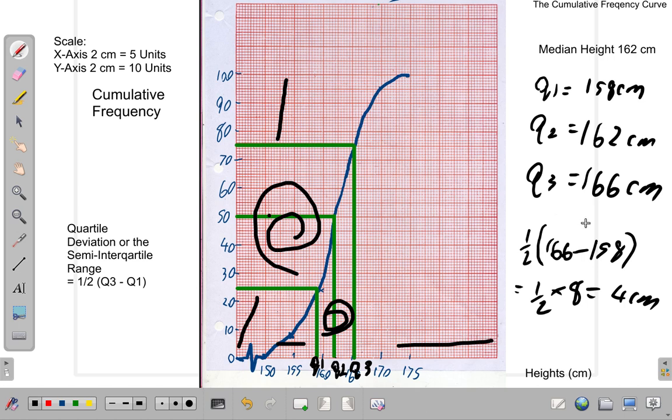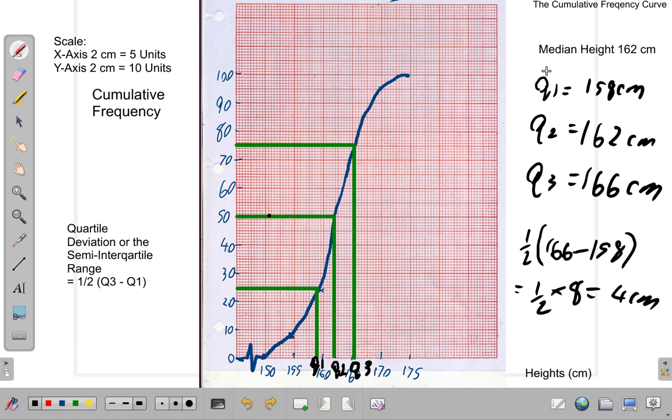So it gives you an approximate something that you can rely on in your calculation when you're dealing with the quartile deviation or the semi-interquartile range. Alright, so that's for the quartile deviation, otherwise called the semi-interquartile range.